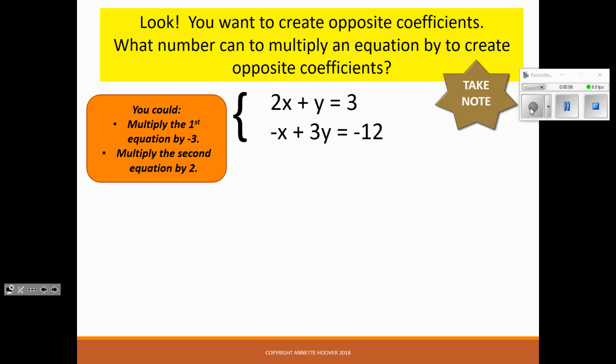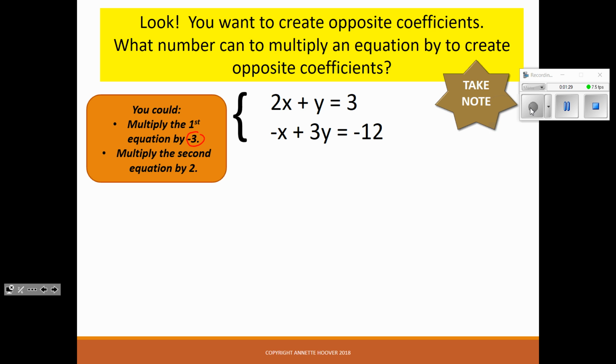First, you could multiply the first equation by -3. That means I could take each one of the three terms and multiply it times -3. Now remember, whatever you do to one term, you have to do to all three terms. When doing that, that would create a -6x, a -3y, and a -9. And when doing so, I created the opposite coefficients that I'm looking for. I have a -3y and a +3y. So that's one option I could do.